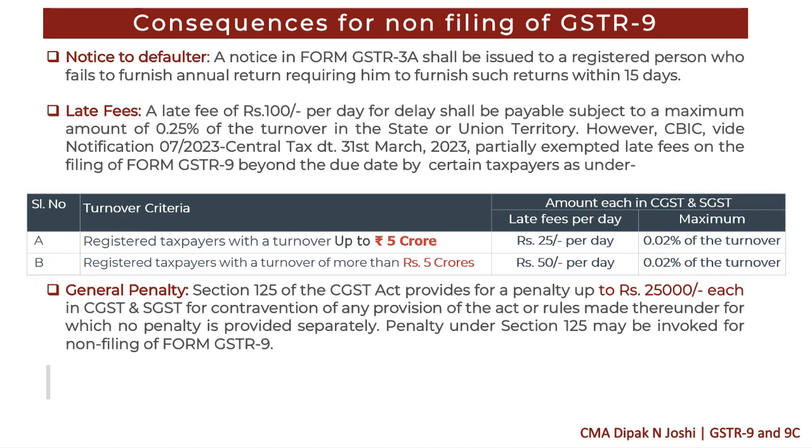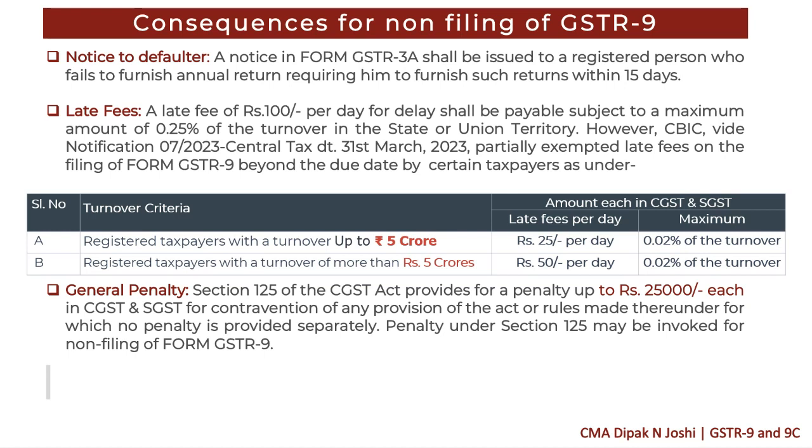the registered person is required to pay late fee of rupees 25 each in CGST and SGST. So effectively 50 rupees per day, subject to a maximum of 0.02% of the turnover. So in place of 200 rupees per day, if a registered person's turnover is up to 5 crores, then he is required to pay late fee of 50 rupees per day, subject to a maximum of 0.02% of the turnover.